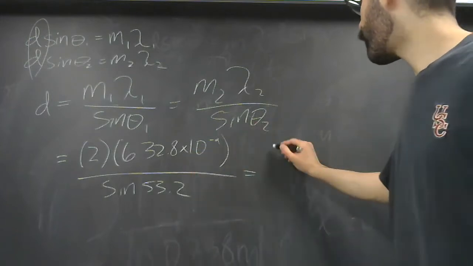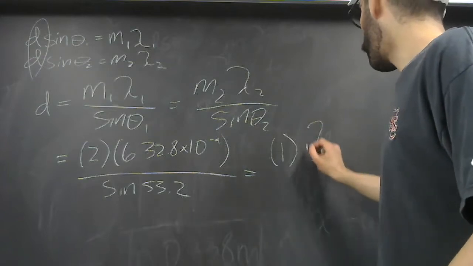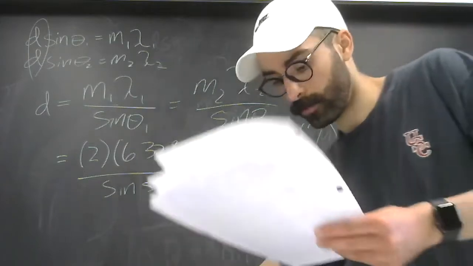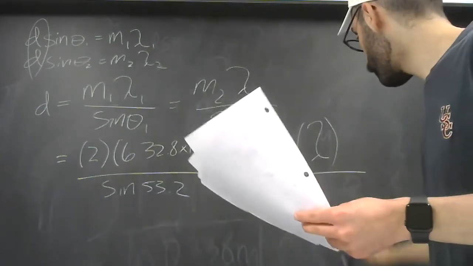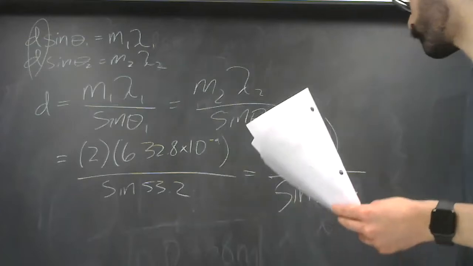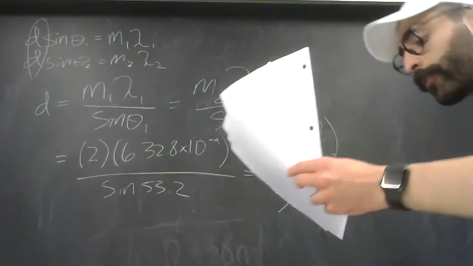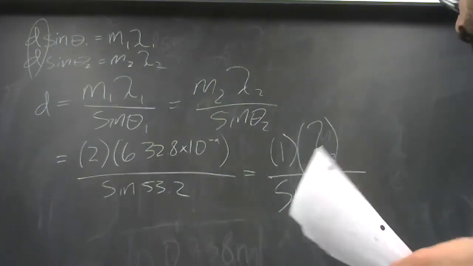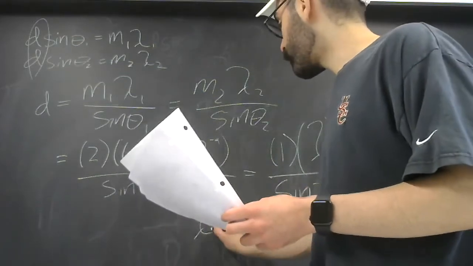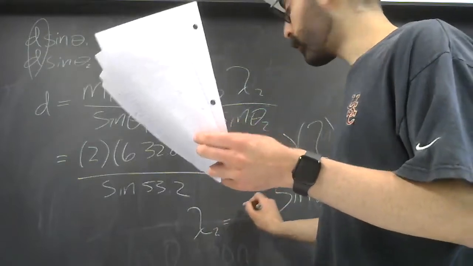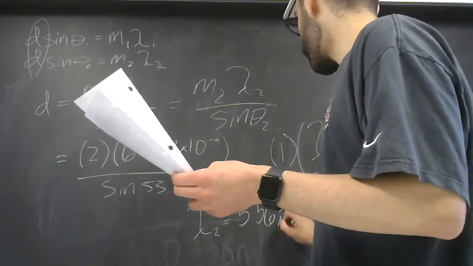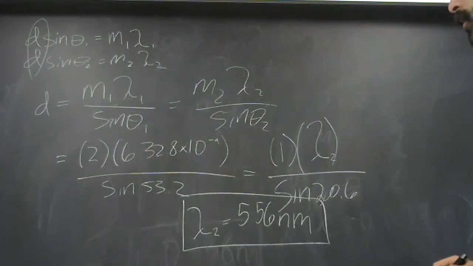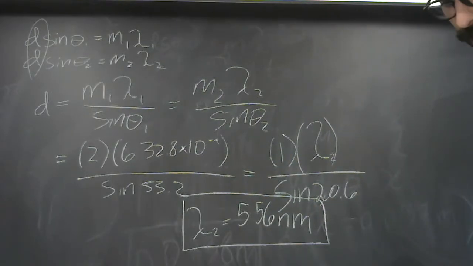Okay, and for the second one, it's the first order one. We don't know what the wavelength is, but we do know the angle, 20.6. So what we have to do now is just solve for that lambda 2. So you multiply by sine 20.6 on both sides. Lambda 2 comes out to be 556 nanometers. There. Done. So yeah, not that tricky of a question there.